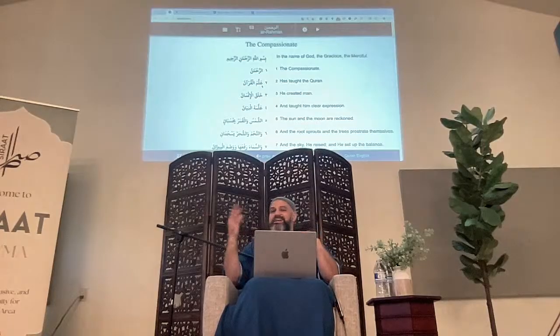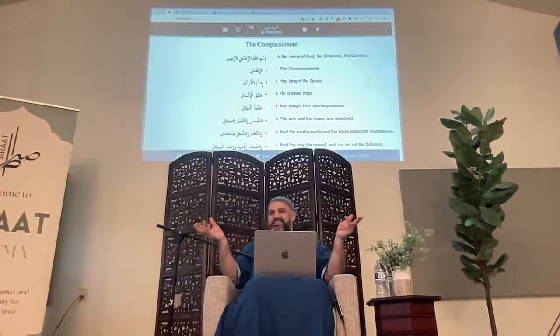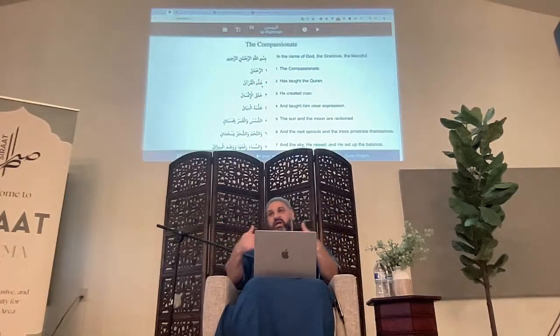And it's only a secondary or tertiary benefit that we can understand human speech. This is what the Qur'an is saying here, as I understand it. And Ibn Ashur, that is, علم القرآن خلق الإنسان علمه البيان.